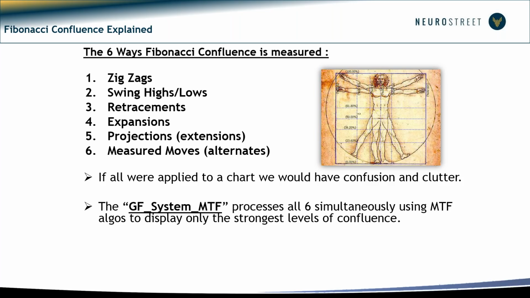But what happens is a lot of times traders will try to draw a retracement, and then they'll draw an extension, and then they'll draw a measured move, and then all of a sudden they've got a whole bunch of stuff on the chart, and they can't make a decision because it becomes information overload.